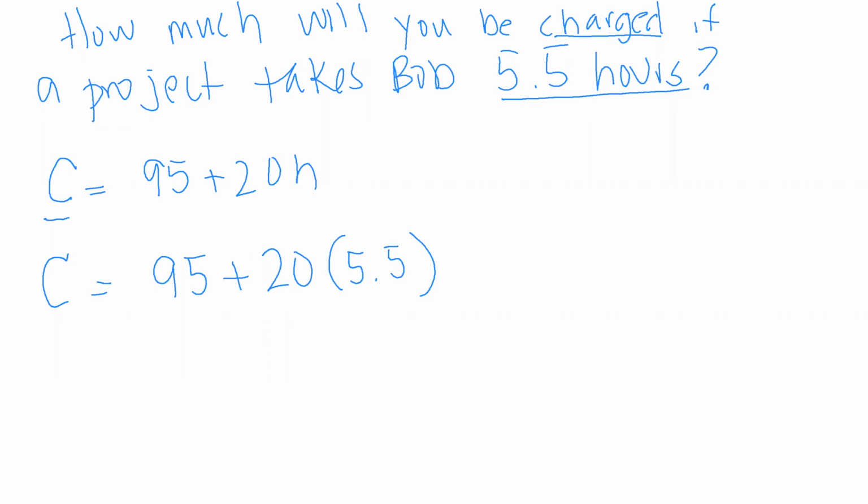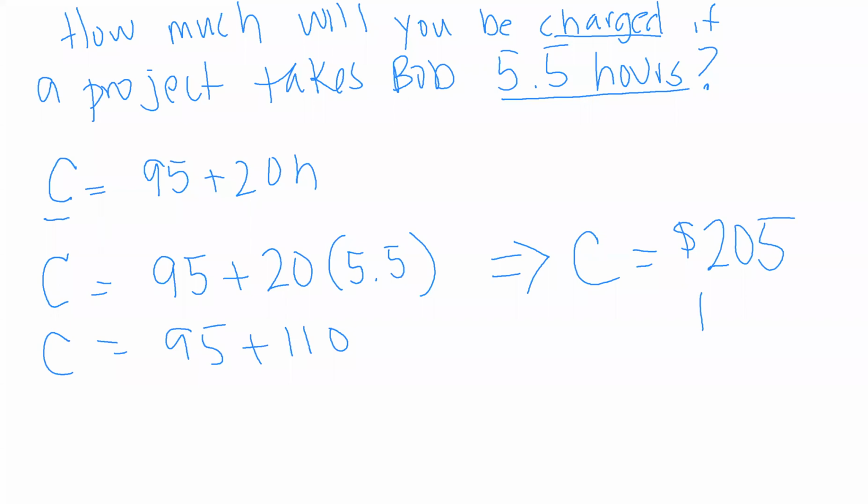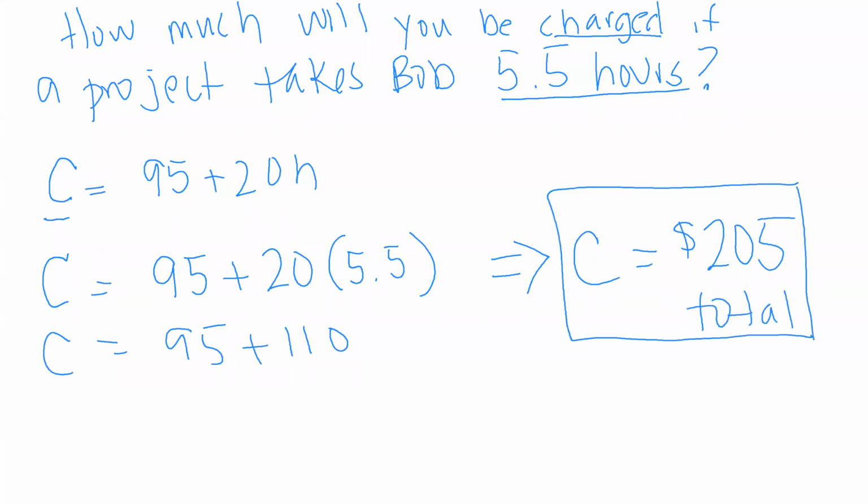All right, so we get C equals 95 plus 110. And then the final charge, let me see, I'll have to squeeze it over here, I'm out of room. C equals 95 plus 110, you add those two up and you're going to get $205 total. So Bob is going to charge you $205 if a project takes him 5.5 hours.